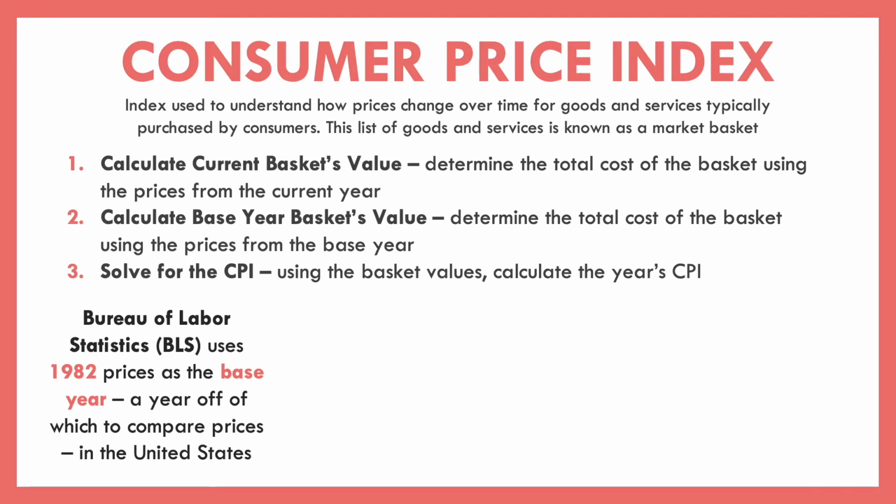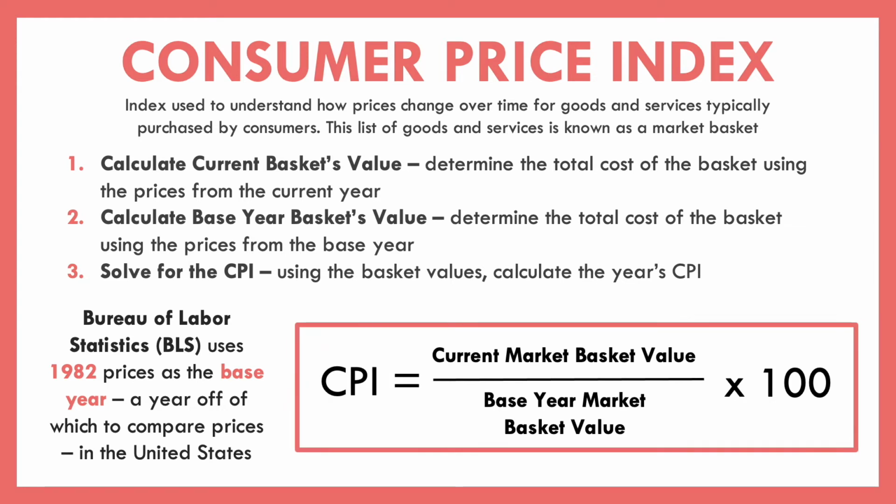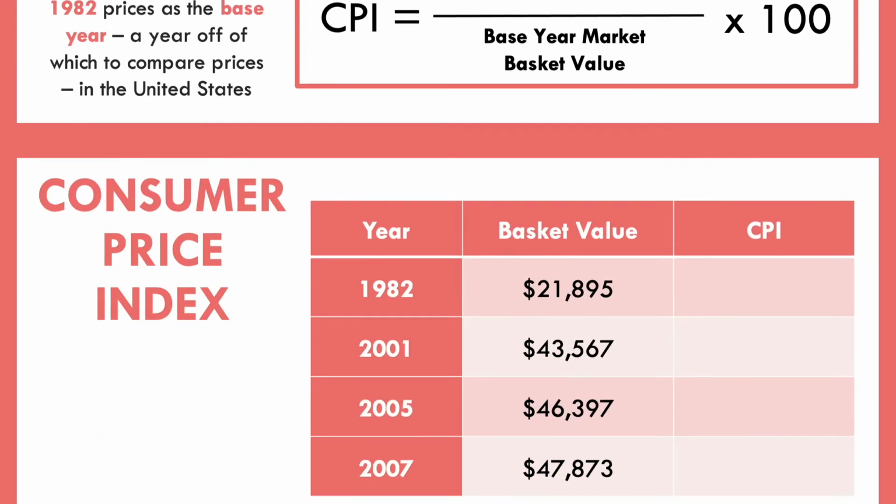Well, we have a little formula. Our formula is that the CPI is equal to the current market basket value divided by the base year market basket value, times 100. So what that means is we want to take the total price of all those things that we went shopping for this year, right now, divided by whatever it was back in 1982, times 100. And we multiply by 100 because that helps us get a nice, bigger number rather than typically a decimal, right? So let's take a look at how this might play out.